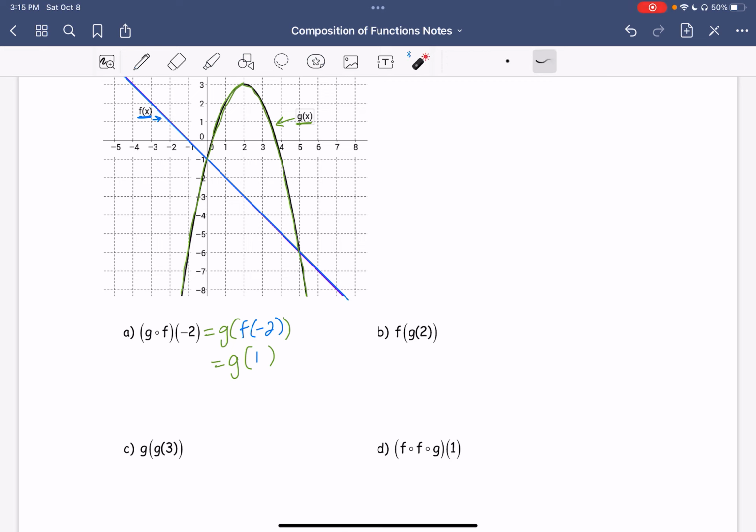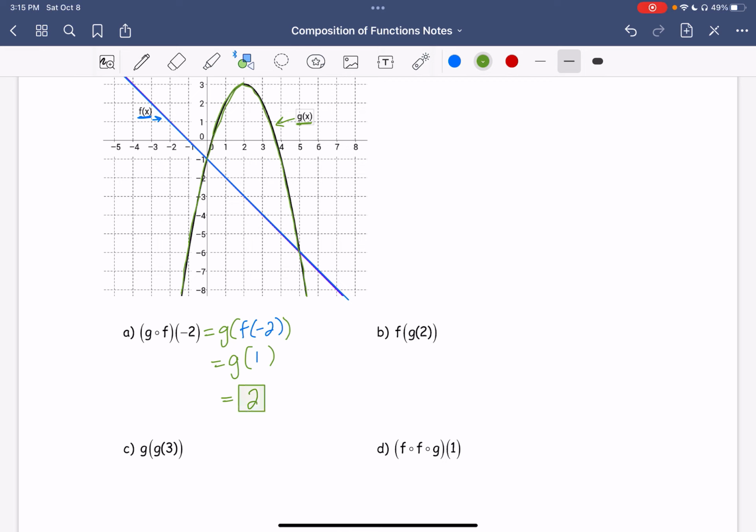And then you do it again. So x now is 1. So you're going to go to where x is 1 on the graph. And the letter in front of the 1 is a g. So this time you're going to go to the g graph. So you're going to go up. And then when you touch it, the y value there is 2. So your final answer is 2.